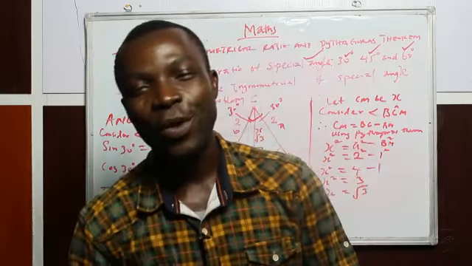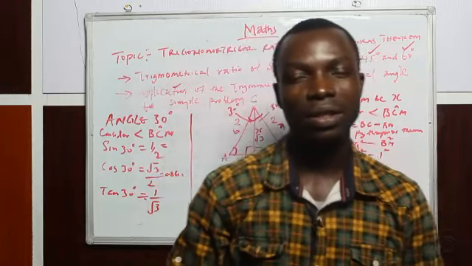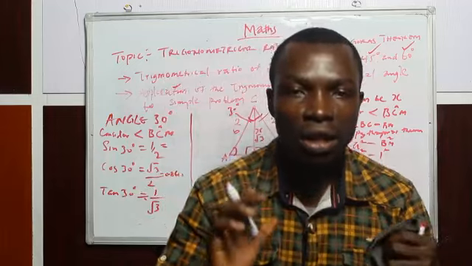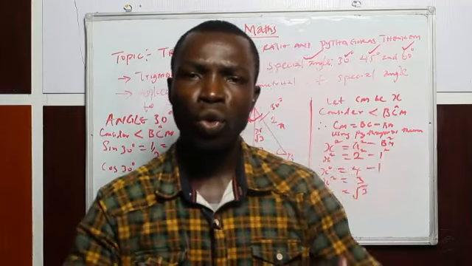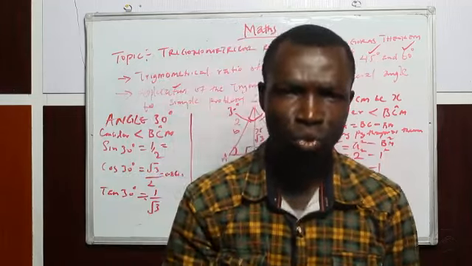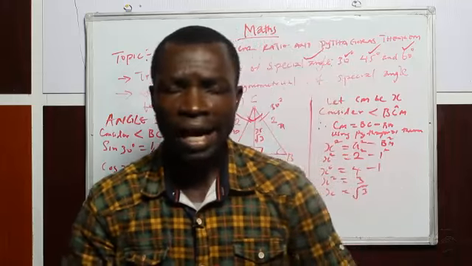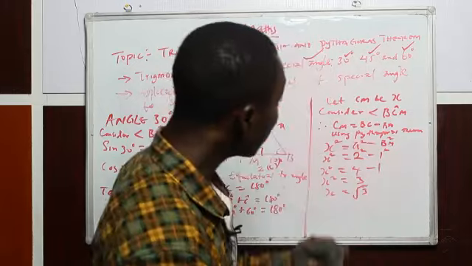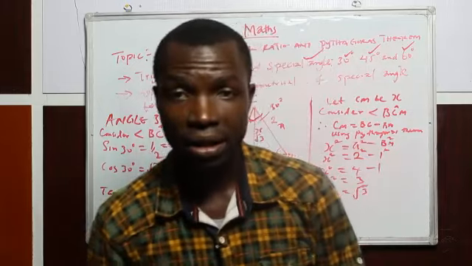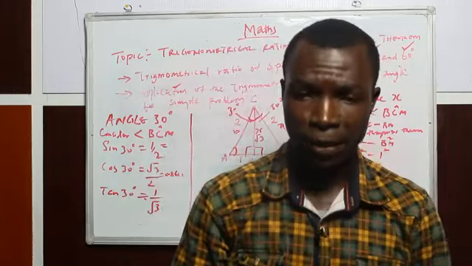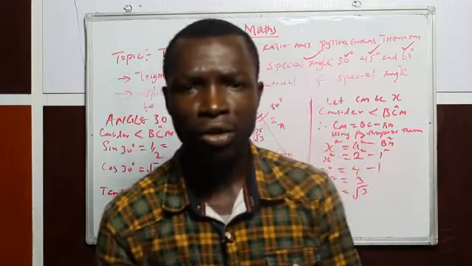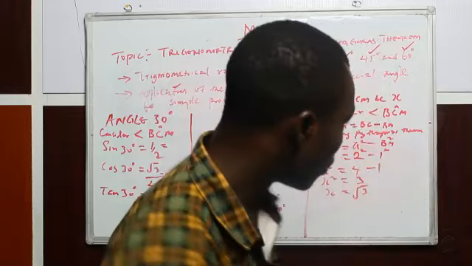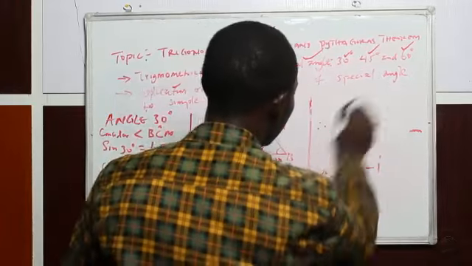Wow, I am confident that you understood this topic easily, and also you can now use triangle to evaluate different angles without using calculator. I'd like us to still consider a special angle before we move to 60 degree. Let's consider 45 degree. How do we use triangle to evaluate all these values without using calculator? Let's go there.